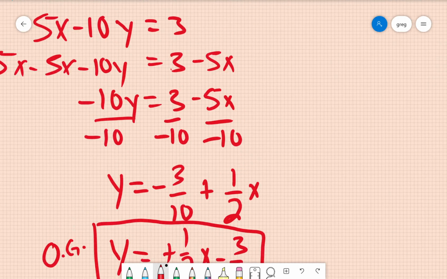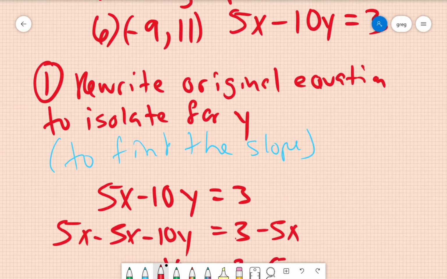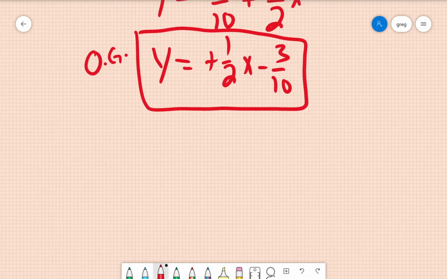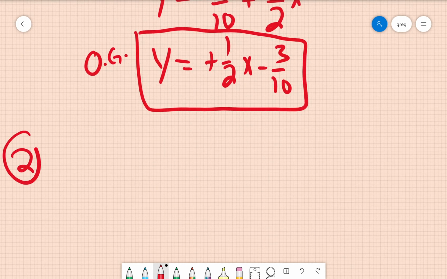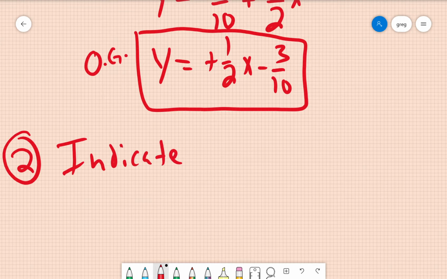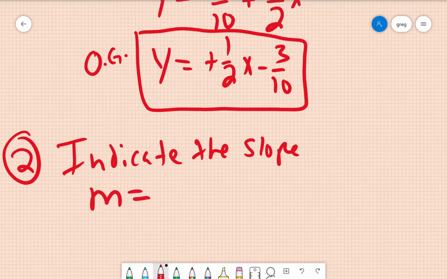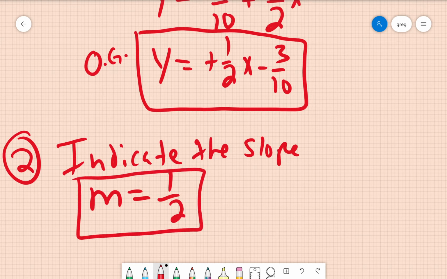So now step two, I think I'll just keep going down here. Step two means that we have to indicate the slope. What's the slope of this equation here? All of you, what's the slope of this equation? So, what is it again? All of you real loud, what is it? 1/2. So m equals 1/2. Put a box around that. We now have our slope.